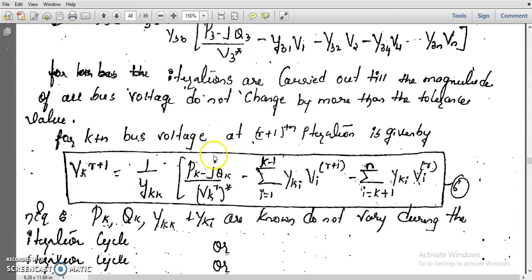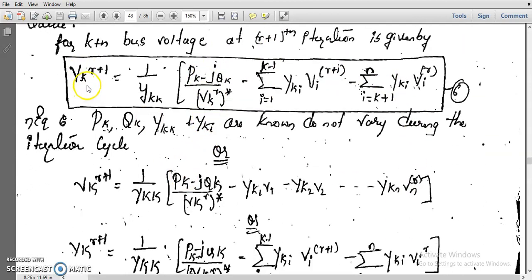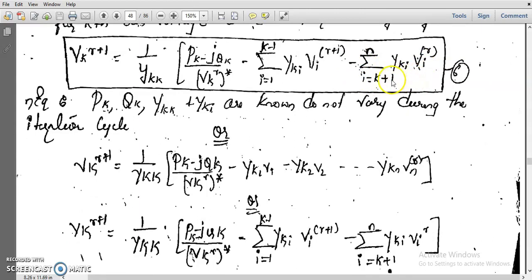This is the general form of the equation. What is this? V_k raised to r plus 1 is the number of iteration. First iteration means V_k raised to 1; if it is the second iteration, V_k raised to 2. So 1 by Y_kk, in general form, P_k minus j Q_k divided by V_k raised to r star, minus the summation of i equals 1 to k minus 1 of Y_ki V_i raised to r plus 1, minus the summation of i equals k plus 1 to n of Y_ki V_i raised to r. So this is the general form of the equation.